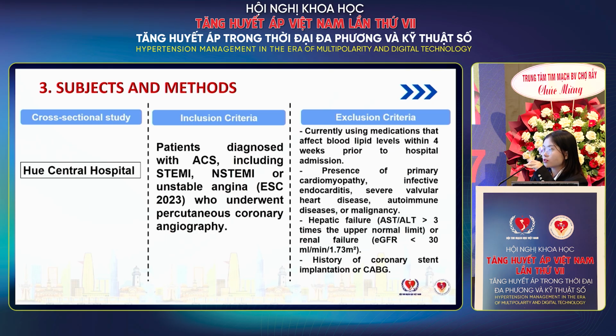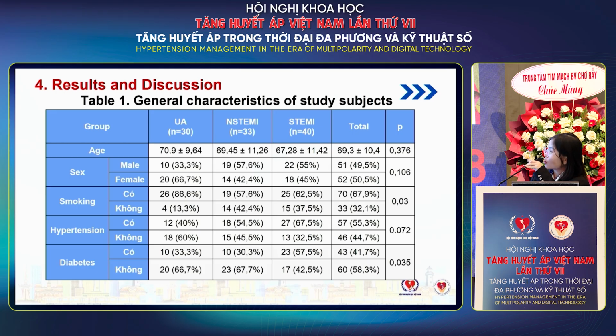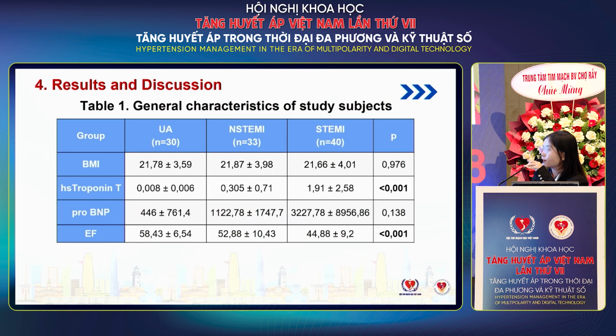This is a cross-sectional study conducted at Huế Central Hospital with patients diagnosed with ACS, including STEMI, non-STEMI, and unstable angina, and who underwent percutaneous coronary angiography, with the exclusion criteria as you see on the slide. The results show that there were significant differences in the prevalence of smoking and diabetes among the 3 groups, and the mean age in our study is 69.3 years old, and the male to female ratio is approximately 1:1.